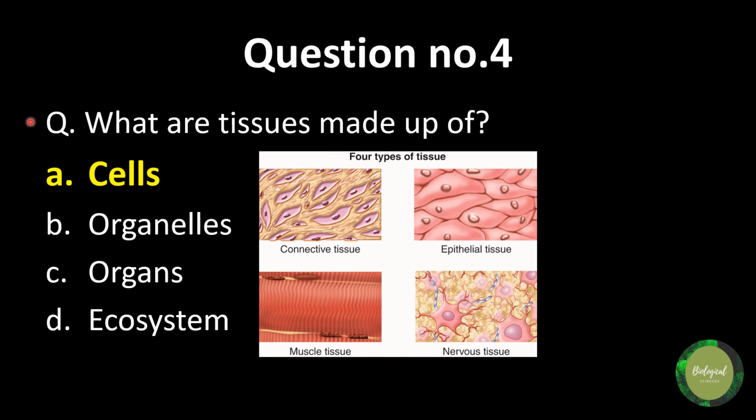Next question is, what are tissues made up of? Tissues are made up of cells, those cells which are structurally and functionally similar. You can see in this picture that connective tissue, epithelial tissue, muscular tissue, and nervous tissue are tissues whose cells are similar in their function and their structure, right? So tissues are made up of cells.